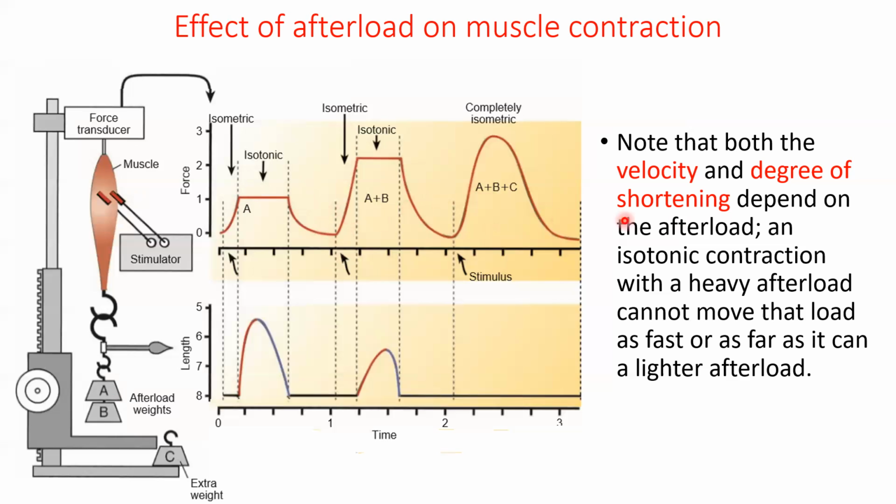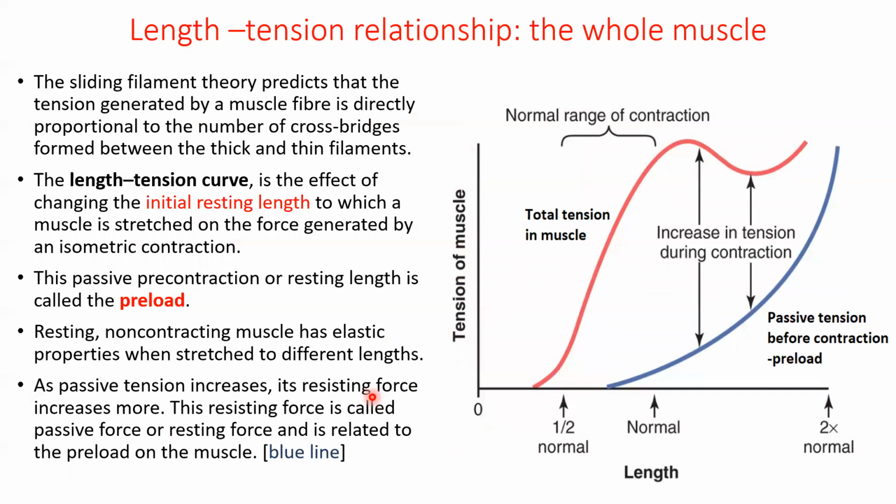So note that the velocity and the degree of shortening depends on the amount of load the muscle has. If I look at this graph, which has a small load, it has only A. Look at how fast it goes up. Can you see? If I drew a tangent line, it'll be like that. But when I put both A and B, can you see it's gone a little bit like that? In other words, the velocity is decreased. Okay, just one second. So you're keeping that at the back of your mind.